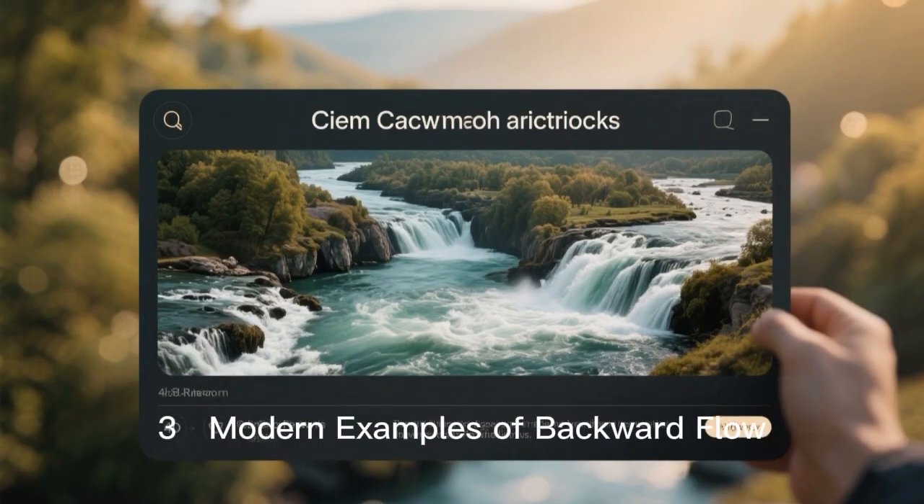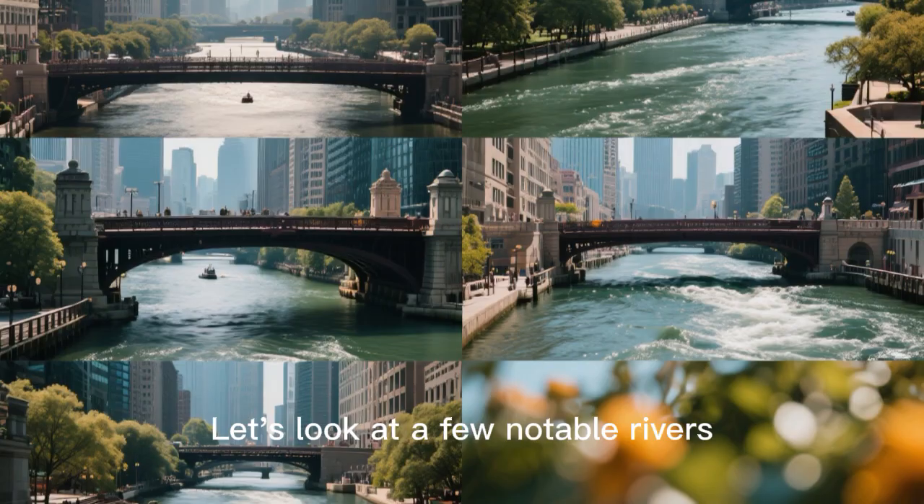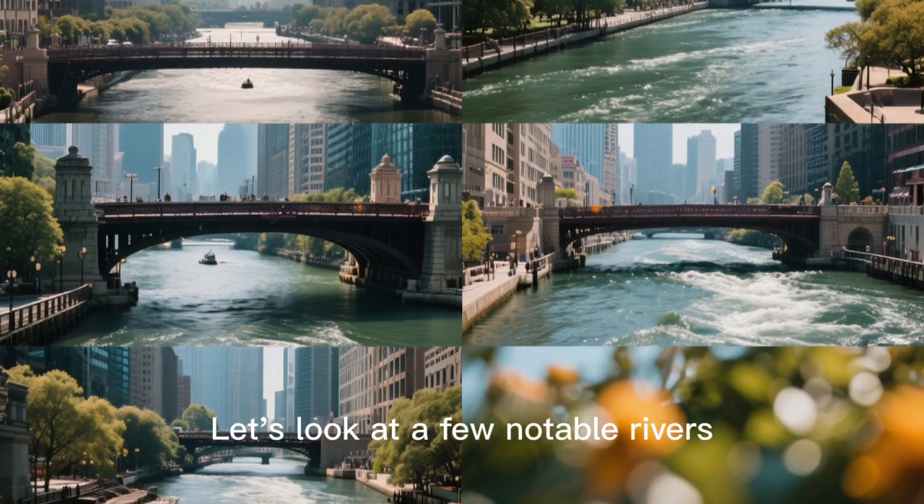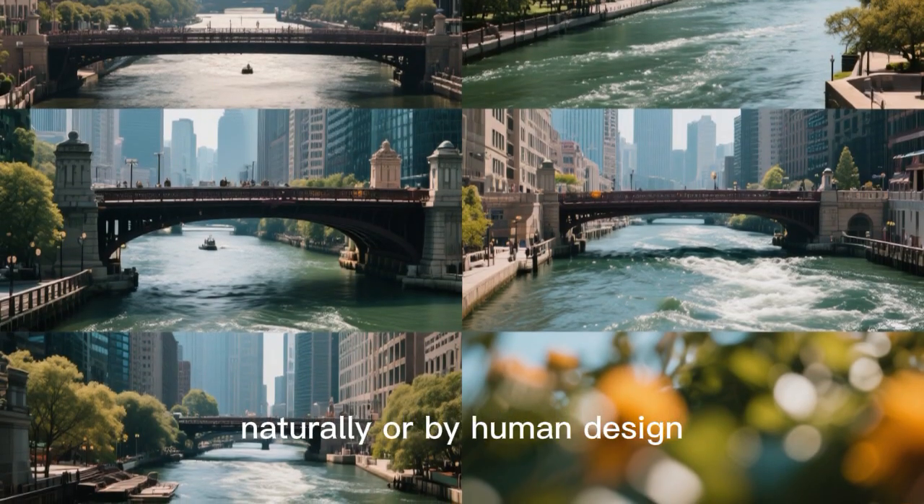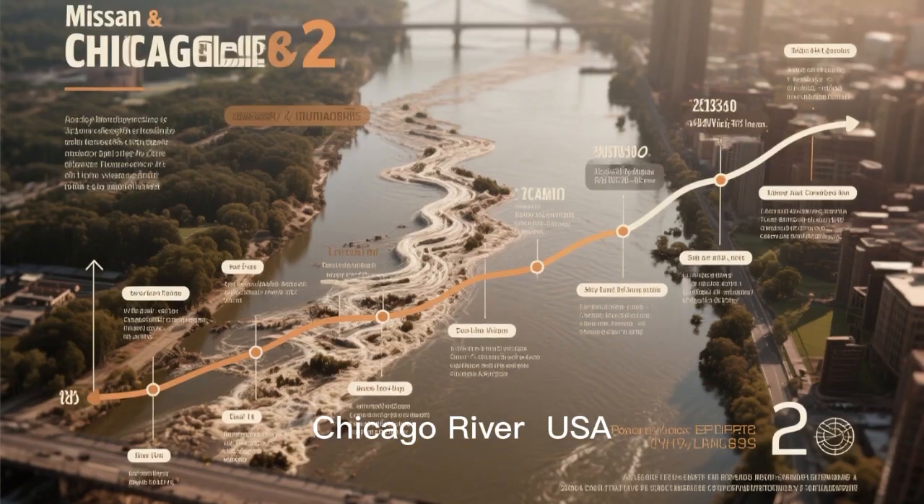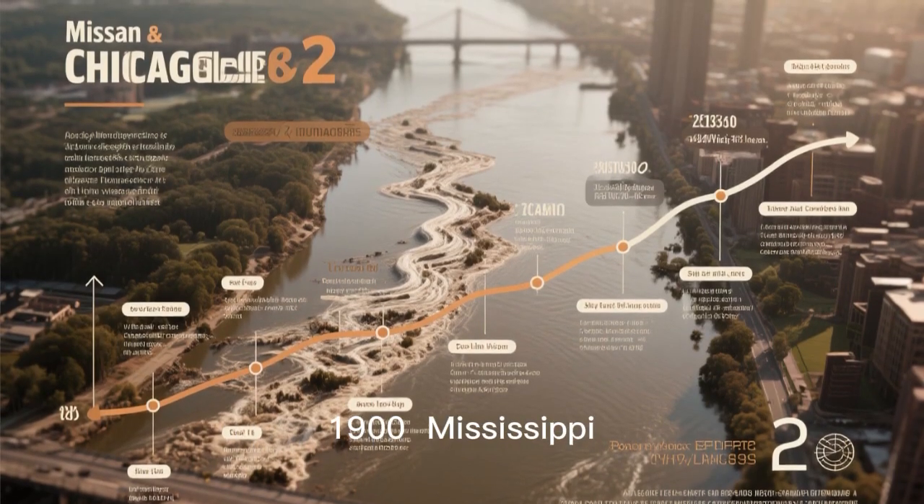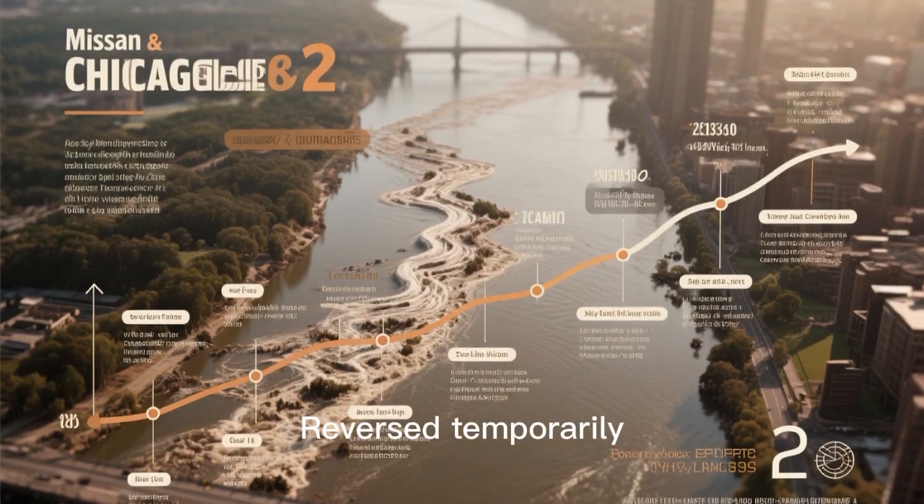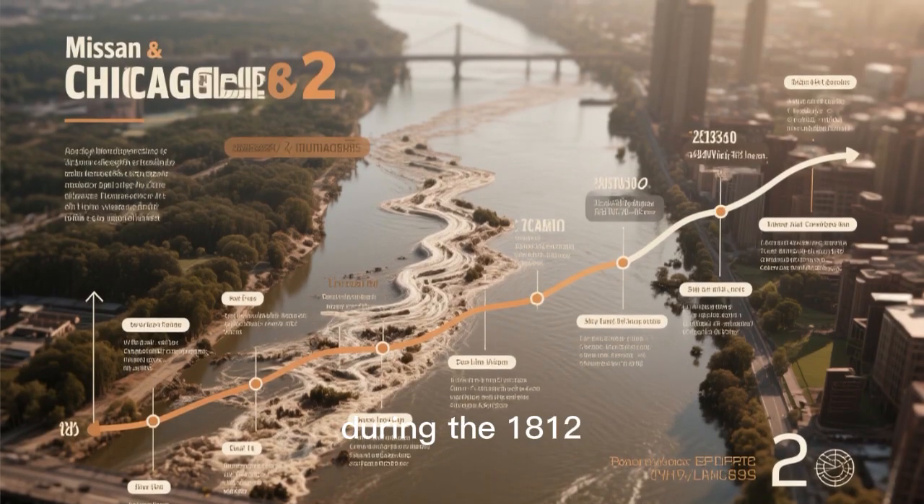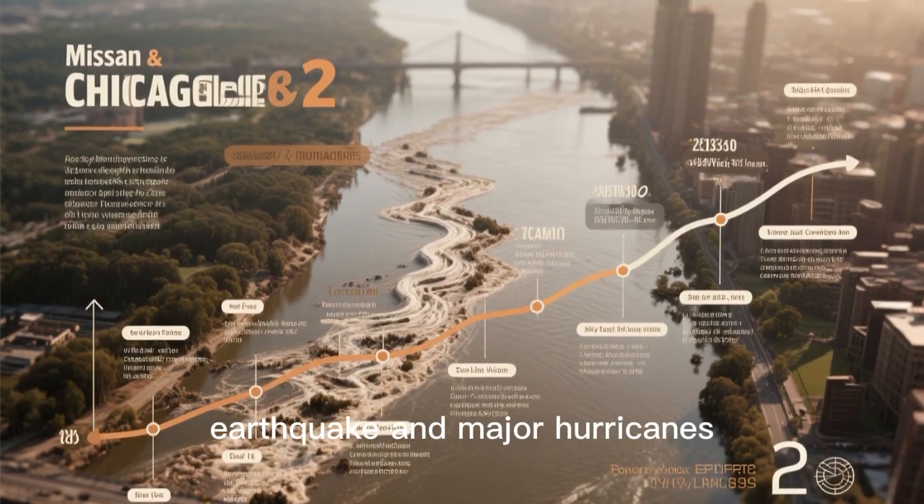Section 3: Modern examples of backward flow. Let's look at a few notable rivers known for reversing direction naturally or by human design. Chicago River, USA, human-engineered reversal in 1900. Mississippi River, USA, reversed temporarily during the 1812 earthquake and major hurricanes.